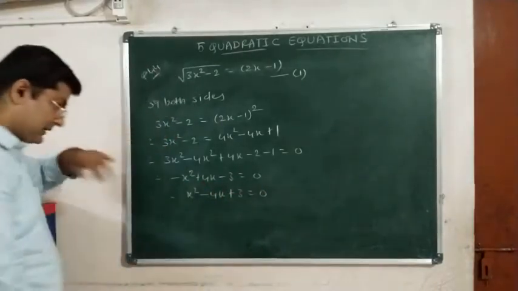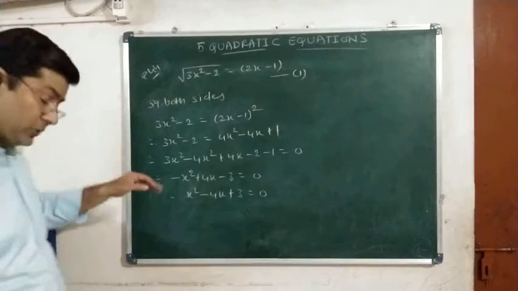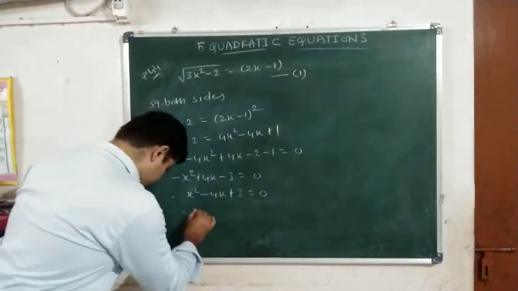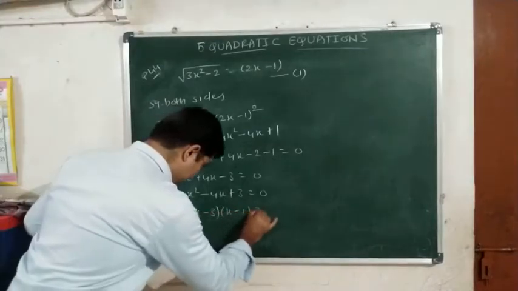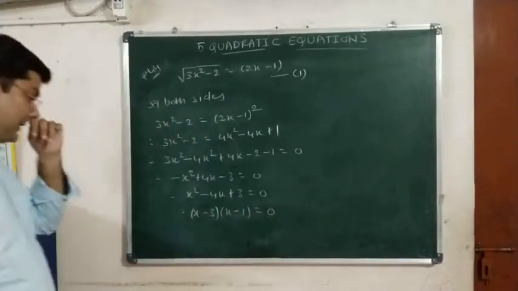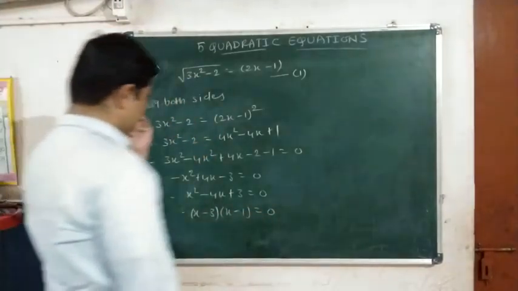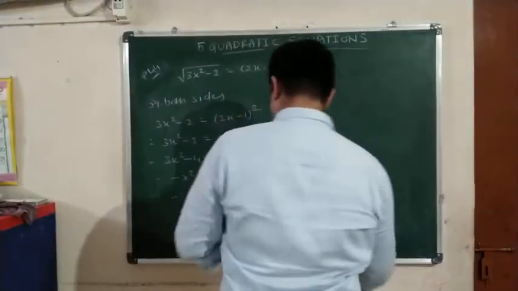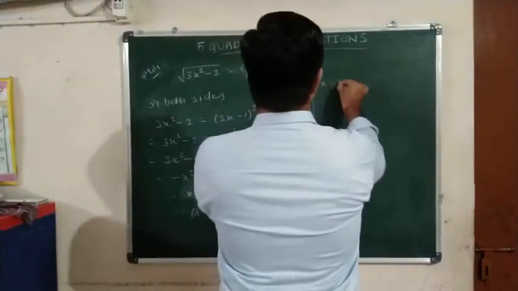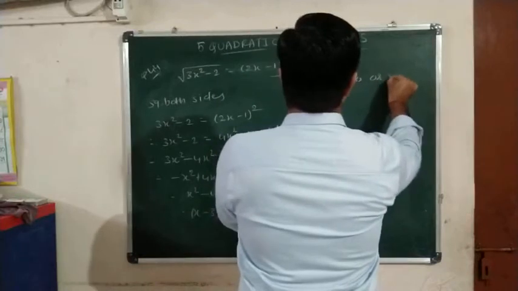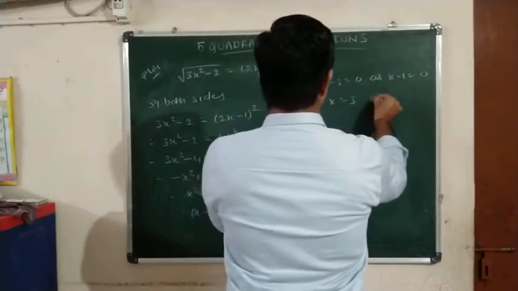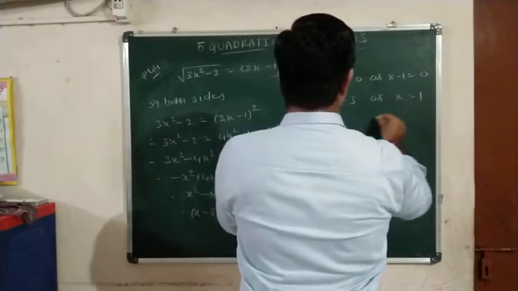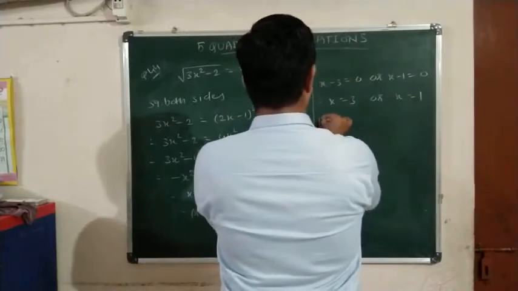Okay, now factorize 3 such that the sum is 4. So 3 ones are 3. Therefore x minus 3 and x minus 1 will be two factors, and therefore x minus 3 is 0 or x minus 1 is 0. Therefore x is equal to 3 or x is equal to 1.